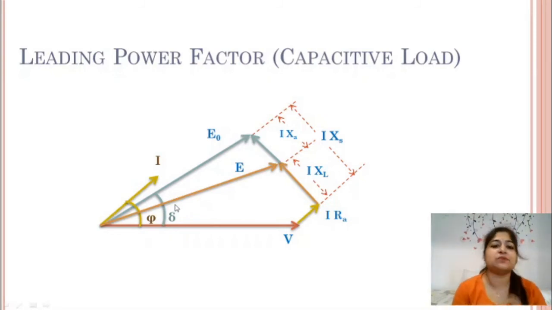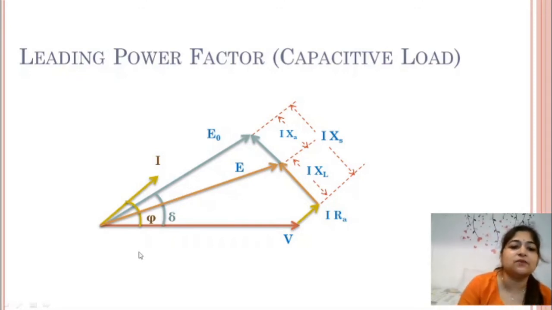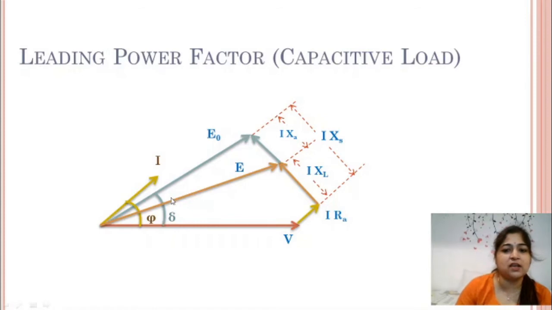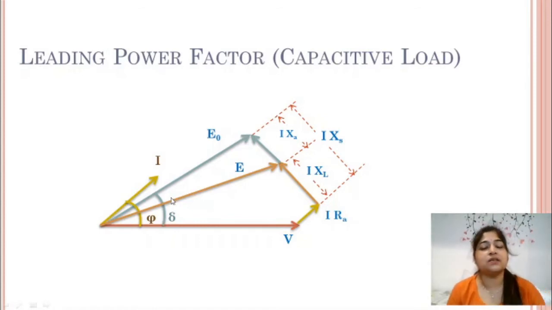Psi is always the angle between I and E naught. So for lagging you will find psi is equal to phi plus delta. For unity you will find that psi is equal to delta because phi is 0. But for capacitive load psi will be equal to the difference between phi and delta. So these are the three phasor diagrams explained in very easy language. I hope you will be able to draw the phasor diagram for all three natures of loads, resistive, inductive and capacitive, without any problem. If you still have any confusion, you can write down in the comment box so that I can resolve your doubts in my next coming video.